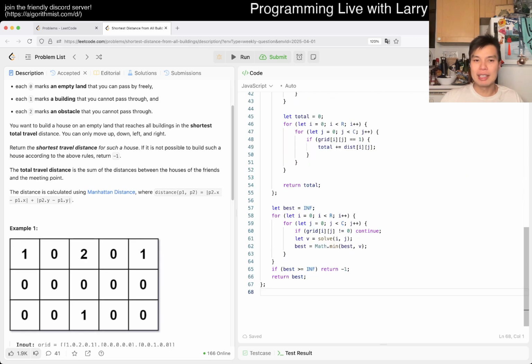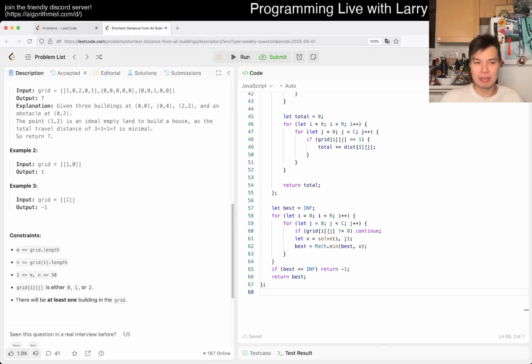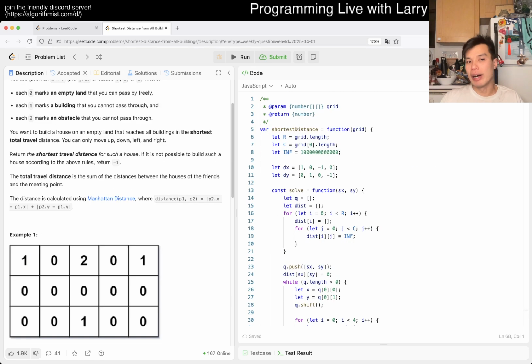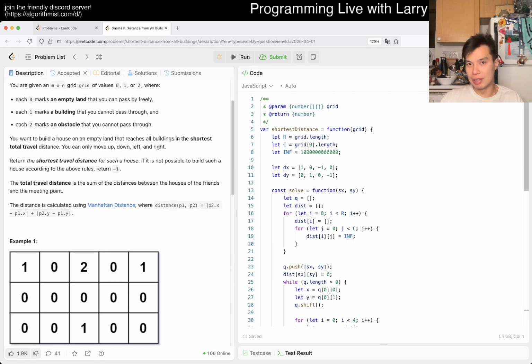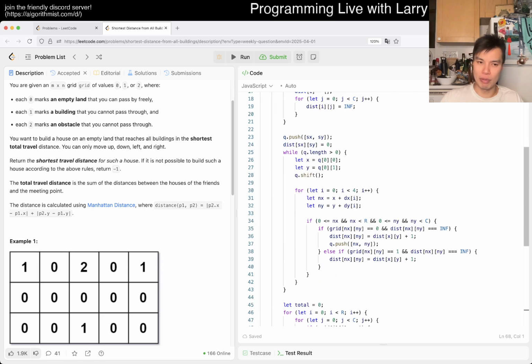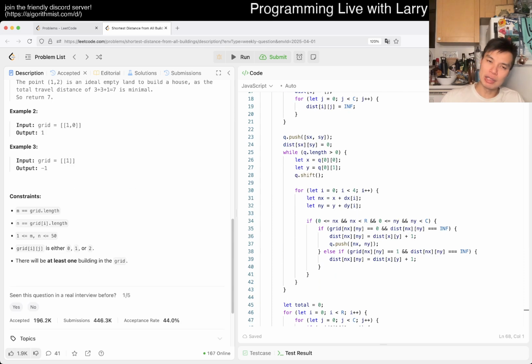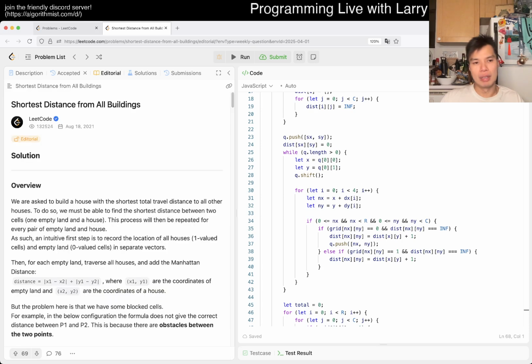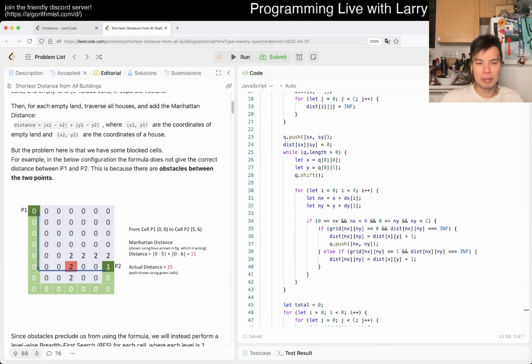But yeah, this is going to be n squared, where n is not the input n. N is the number of cells, which is r times c. And this is just breadth-first search from every cell, right? So pretty straightforward. I wonder if there's a better solution. So let me take a look at the editorial. Maybe there's something that I could take advantage of.